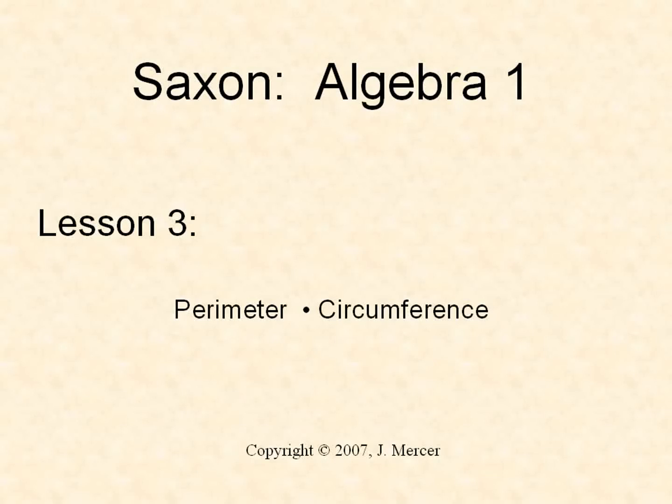Saxon Algebra 1, Lesson 3. In this lesson, we will consider the distance around two-dimensional geometric objects. Specifically, this distance around objects is called perimeter or circumference. First, we will consider perimeter.